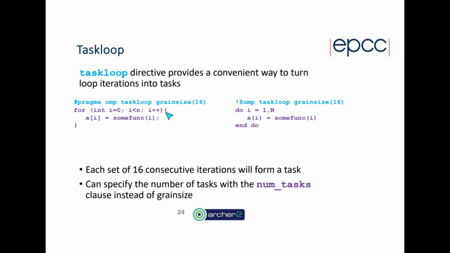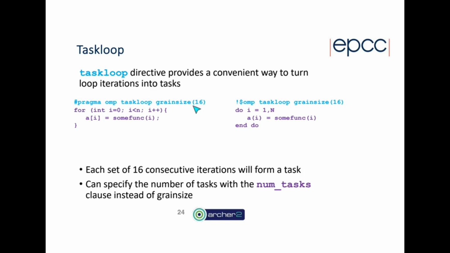So if you have a regular loop, the sort of loop where you can do work sharing, instead of doing the usual work sharing thing, you can use taskloop. Then you can choose the grain size. This is equivalent to the chunk size parameter for schedule clauses. So this says every 16 iterations of the loop forms a task.